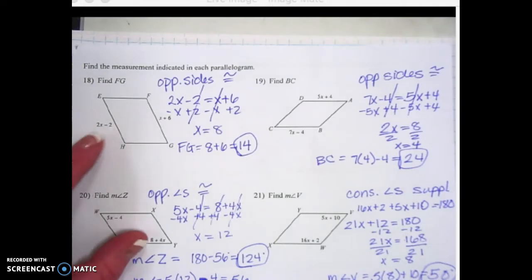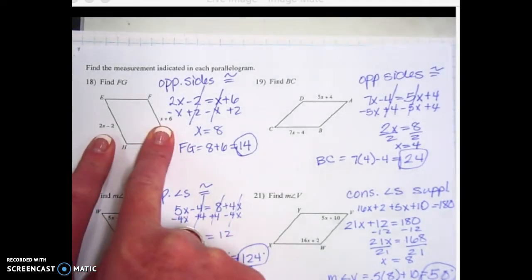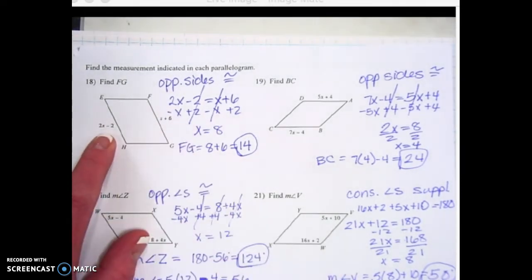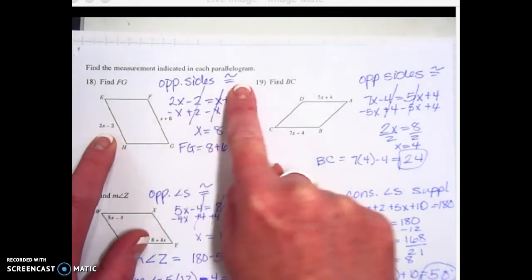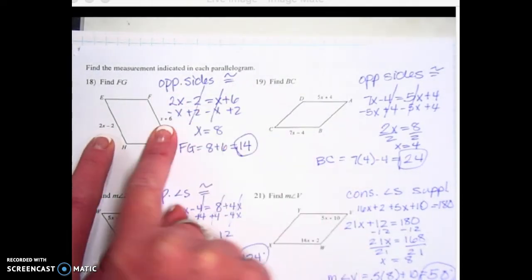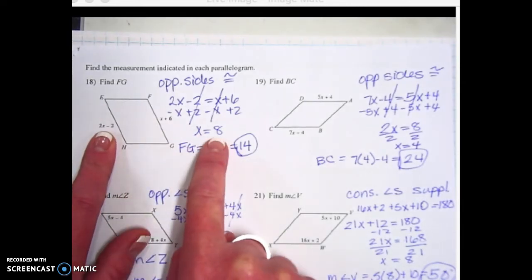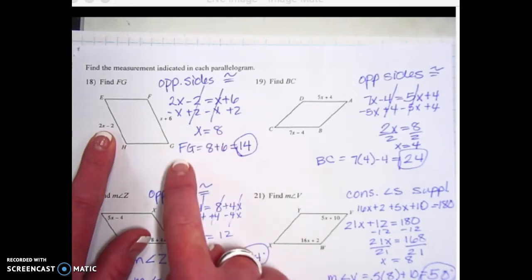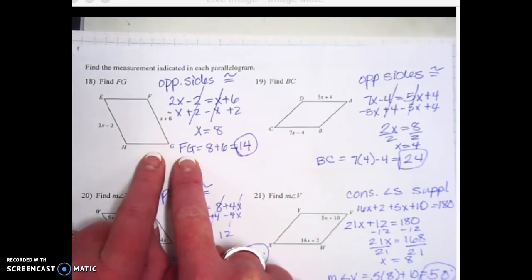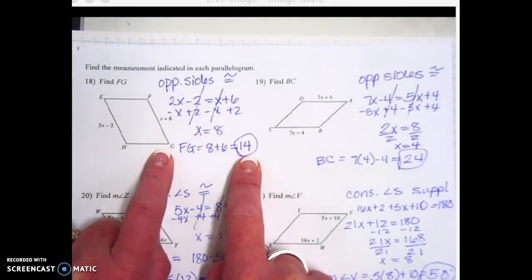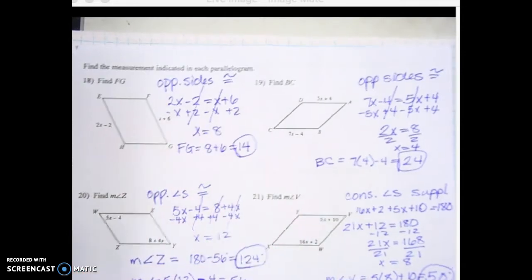So first you have to look at what's being labeled. The sides are being labeled and they're opposite. So if you look on your chart, you're going to see that opposite sides are congruent. So you put an equal sign between the two algebraic expressions, and then you solve for the variable x. Once you've solved for x, you plug it back in for side FG, and that side will be 14 units.